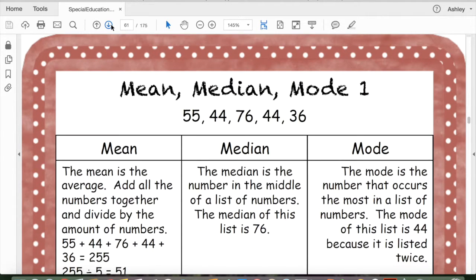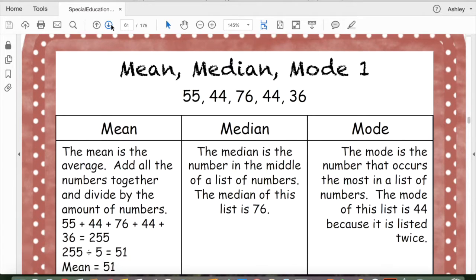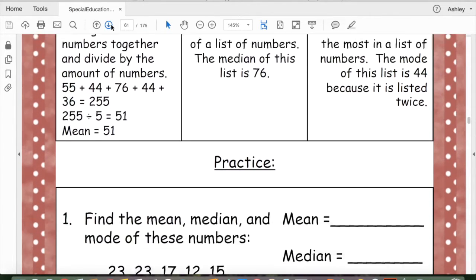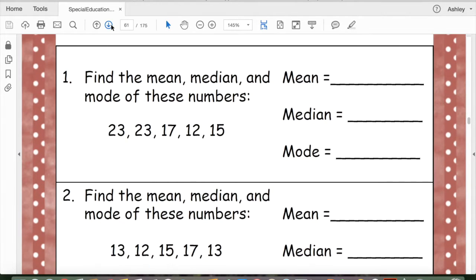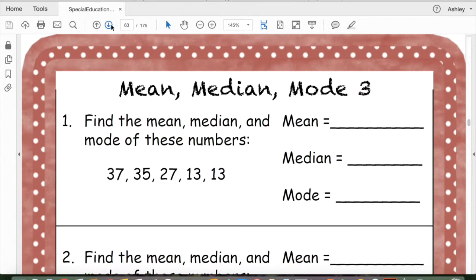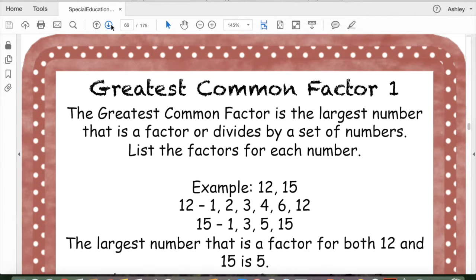Next, we're going to do mean, median, mode for a set of numbers. So again, it gives you a good breakdown of what that is, and then the practice is here, finding the mean, median, mode of a set of numbers. We have 5 different sheets for that, all different numbers.